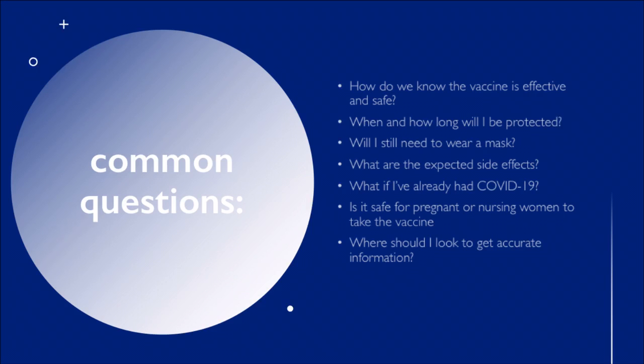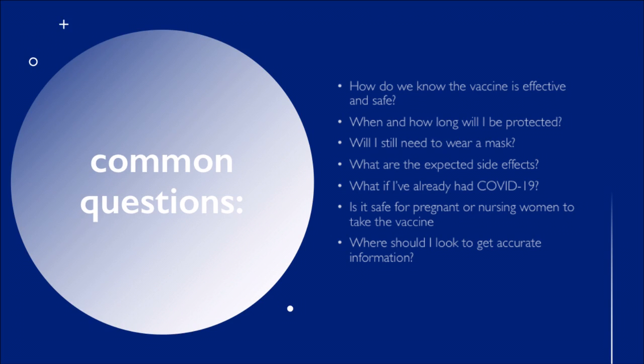So let's address some other common questions that come up about these vaccines. First, how do we know the vaccine is effective and safe? Well, in addition to all of the data that has been reviewed by scientists for phase 1, phase 2, and phase 3 trials during the development of these vaccines, we've also got the independent advisory panels, the ACIP and the Vaccine and Related Biological Products Advisory Panel, that have reviewed this data and been able to show that it is safe and effective.